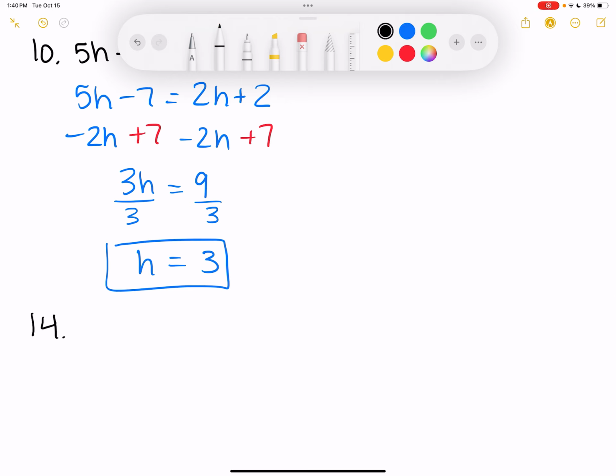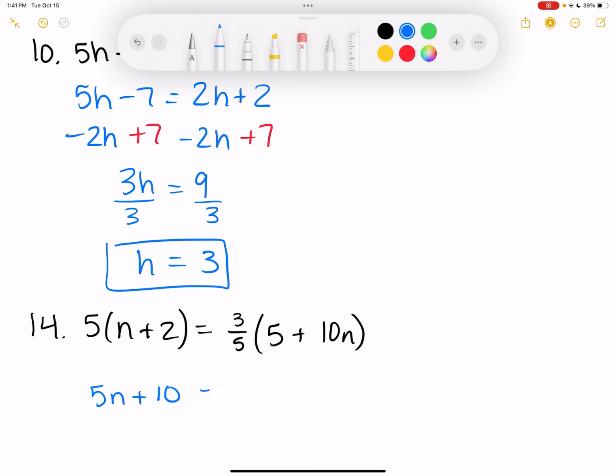All right, 14. 5 times n plus 2 equals 3 over 5 times 5 plus 10n. So now I have to distribute on both sides. What do I get when I distribute on the left? 5n plus 10 equals, what happens when I distribute this 3/5 over here? 3 plus 6n.